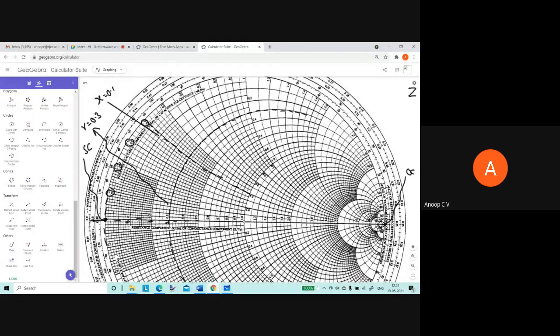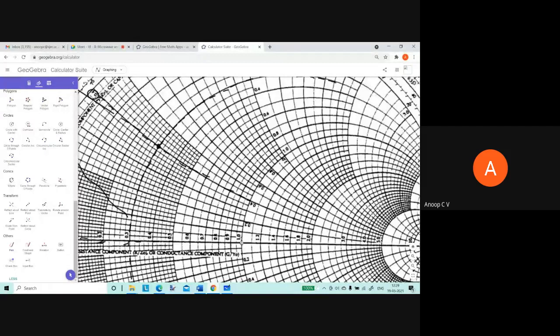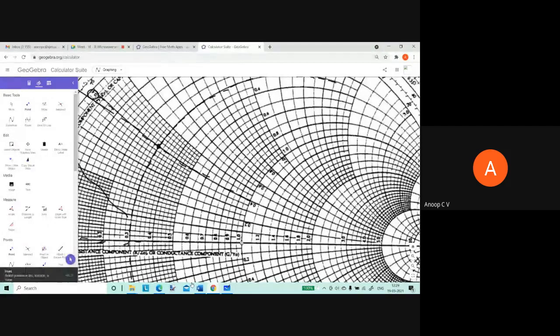X equal to 0.4, right? So the point of intersection of R equal to 0.3 and X equal to 0.4 is this point. All of you are able to see, I guess, right? This is the point of intersection. Maybe I'll mark it as a point. So this point C.